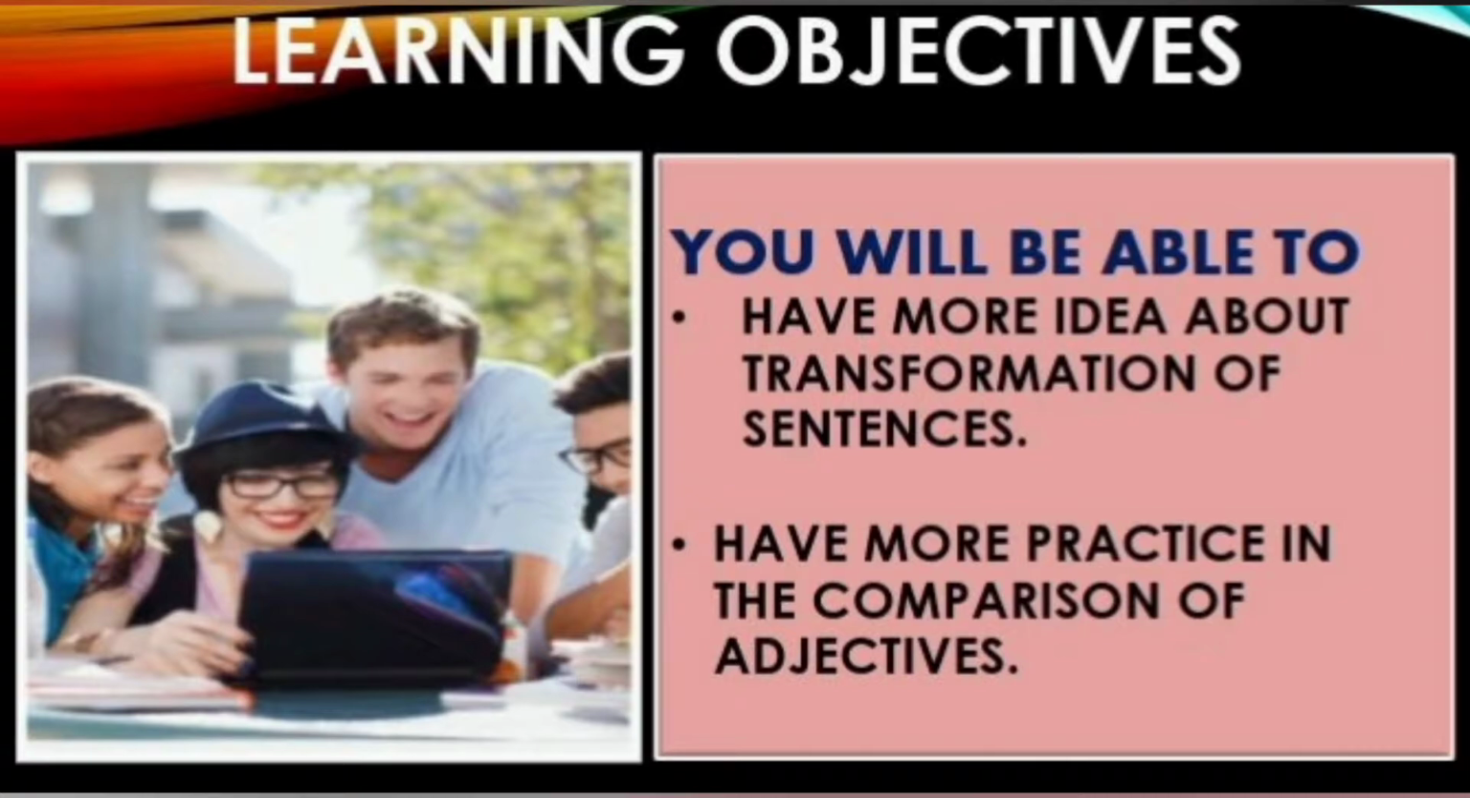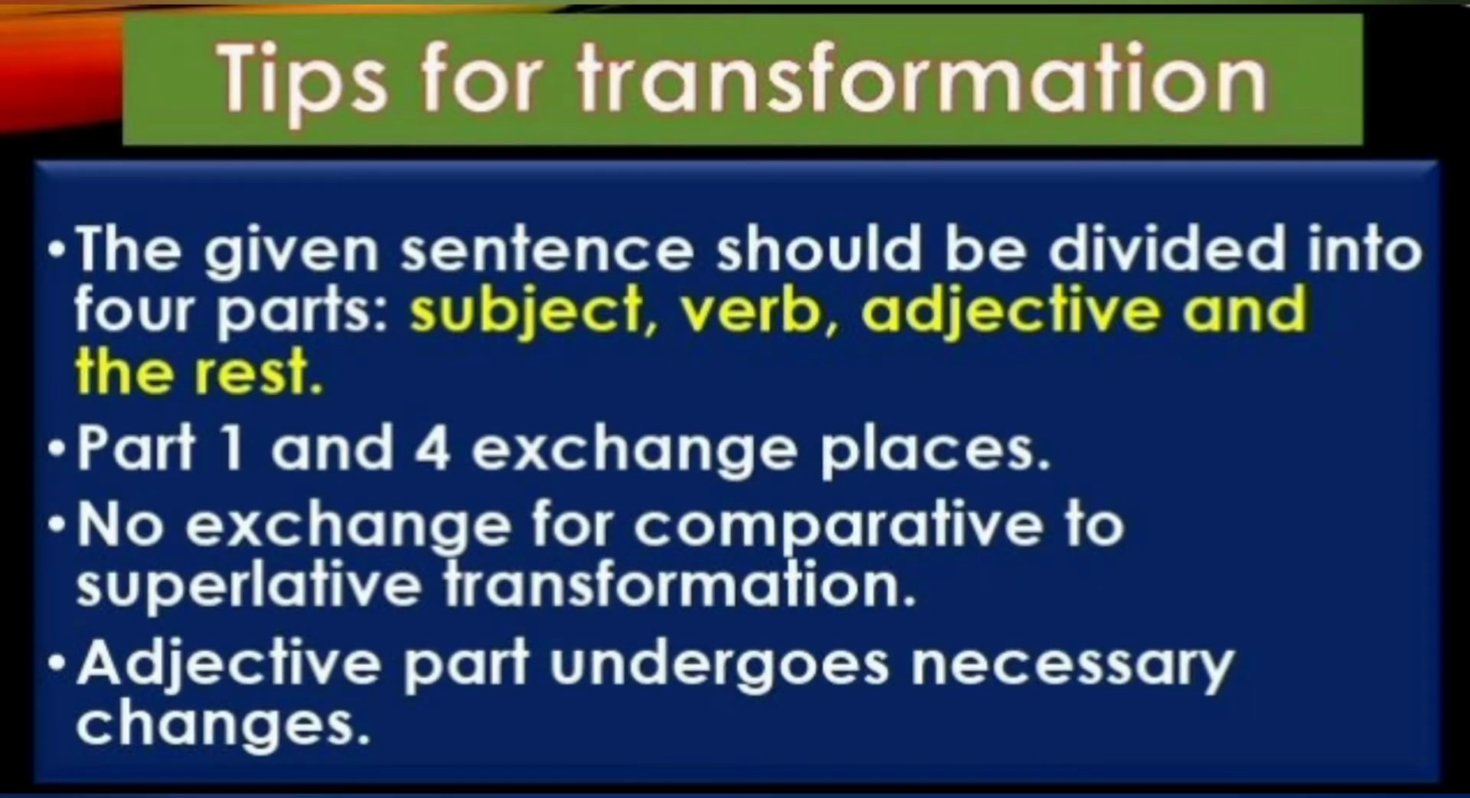And let's now go to the tips for the transformation. A few tips we have also seen in the previous video. The similar tips are discussed here. While we have a sentence for transformation, the given sentence should be divided into 4 parts. The 4 parts are actually subject, verb, adjective, and the rest. And we have also seen that part 1 and part 4 exchange places. Not in all the sentences they exchange places. There is no exchange for comparative to superlative transformation.